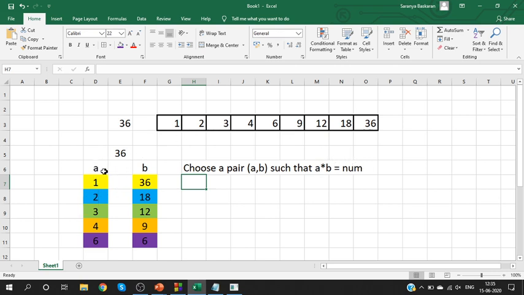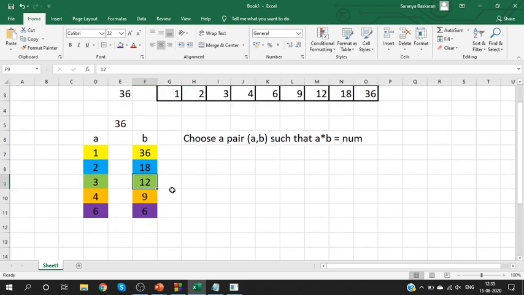So when I choose 1, I'm going to choose 36. 1 into 36 is 36. 2 into 18 is 36. 3 into 12 is 36. Similarly, I've derived all the pairs. Is that clear? So what do you observe here?